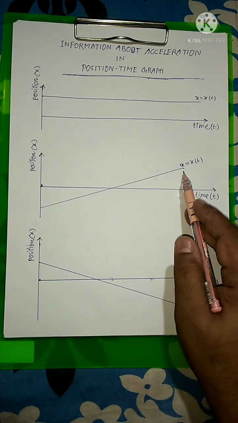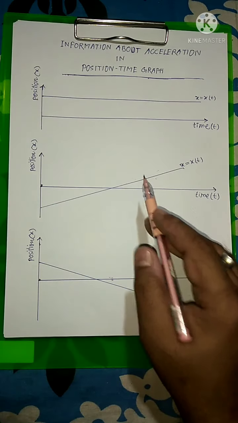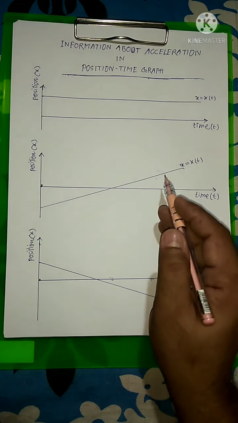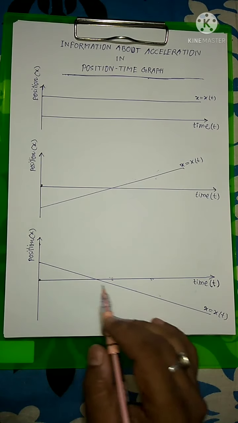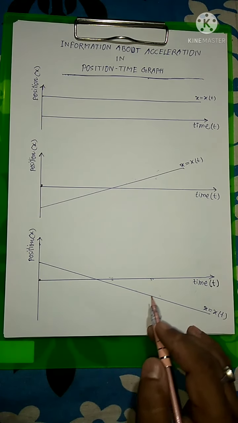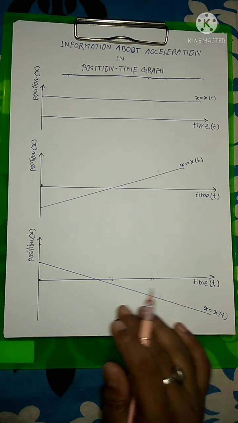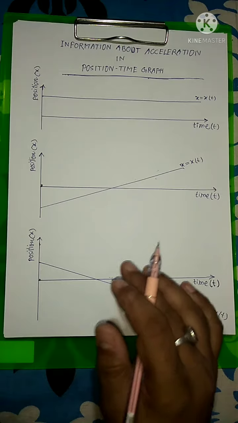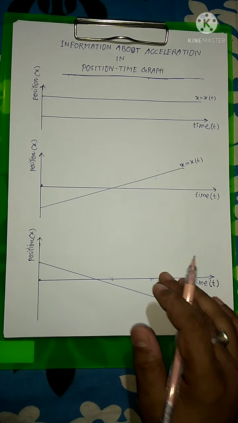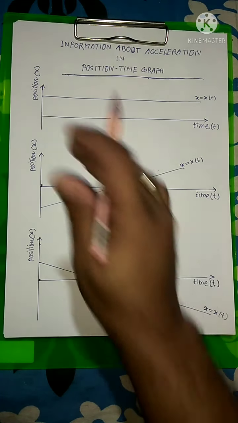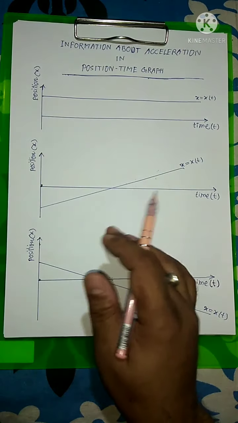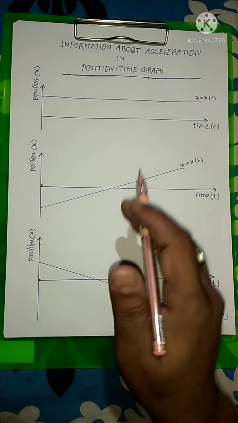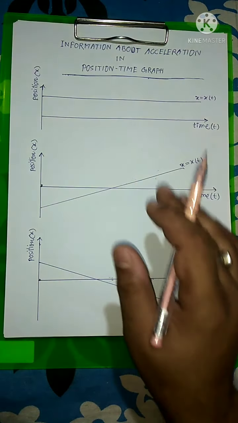This straight line indicates that the velocity is positive but constant. Hence, the acceleration is 0. This straight line indicates that the velocity is negative but constant. Hence, the acceleration is again 0. So, when we get a straight line in the position time graph corresponding to the rectilinear motion of a particle, we can say that the acceleration of the particle is 0.